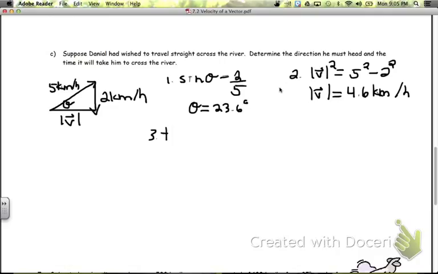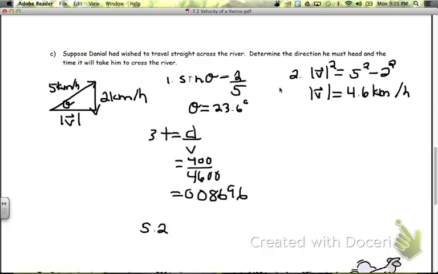And then our third step, we want to find our time. Our time is equal to our distance over our velocity. Again, you need to change that velocity, so it's going to be 400 over 4,600, from what we found in part 2 of this question. And this will be equal to 0.08696. Now if you multiply that by 60, you're going to get 5.2 minutes.